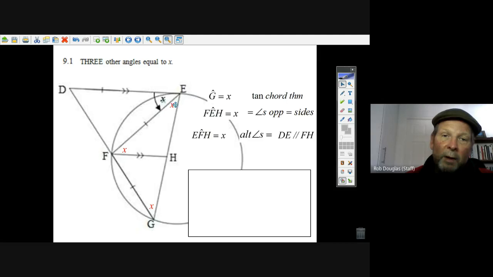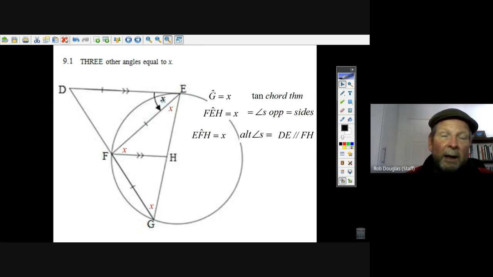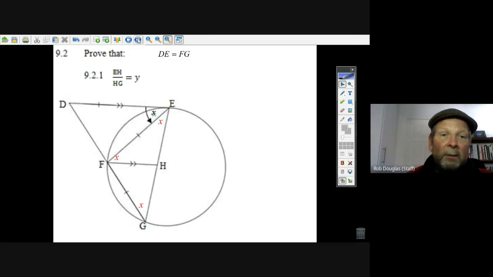No, it's just right. Why is angle FEH equal to X? Because these two sides are equal and there are equal angles opposite equal sides. I did it in a different order than I was thinking here, but it all makes sense. G is X because of the tan chord theorem. EFH is equal to X because of alternate angles you can see there. And FEH is equal to X because of equal angles opposite equal sides. Let's look at the next question.